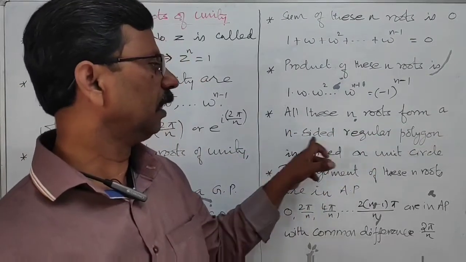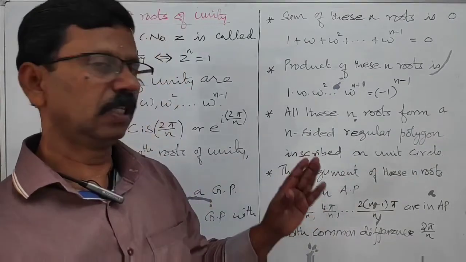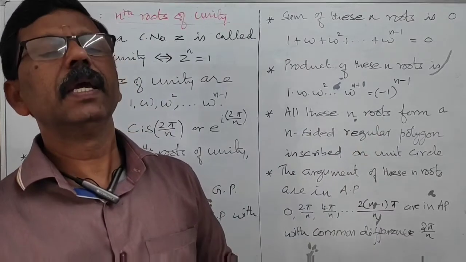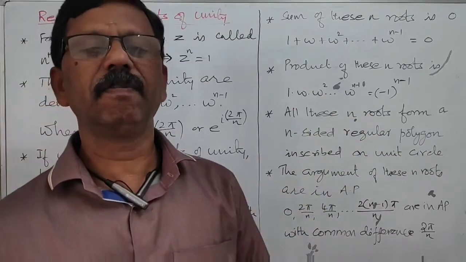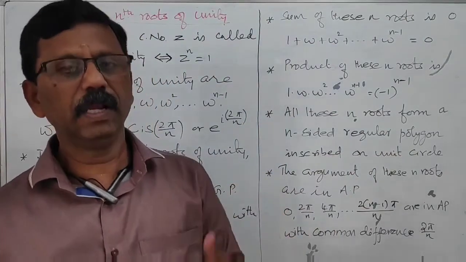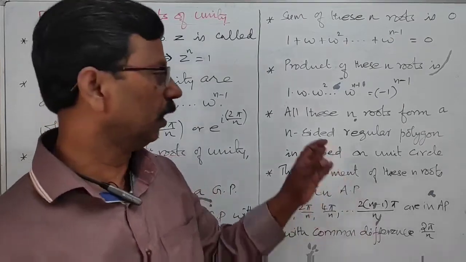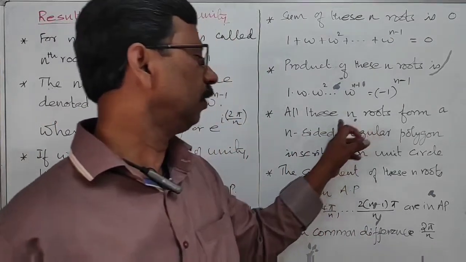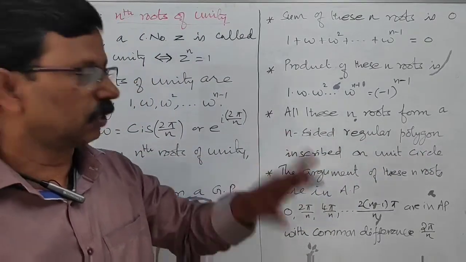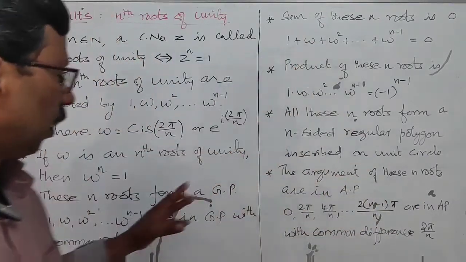Now, all these n roots form an n-sided regular polygon inscribed in the unit circle. The unit circle has radius 1. For the cube roots, we get an equilateral triangle inscribed in the unit circle. Similarly, if there are 10 roots, you get a 10-sided regular polygon. Likewise, based on the number of roots, you get a regular polygon with that number of sides.